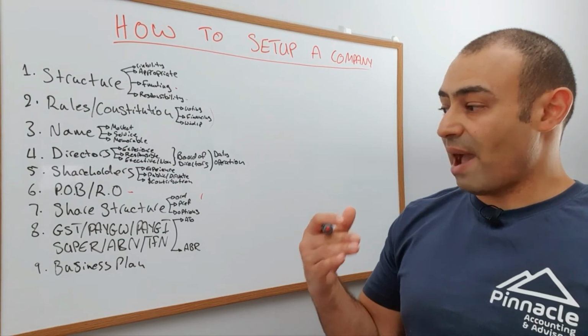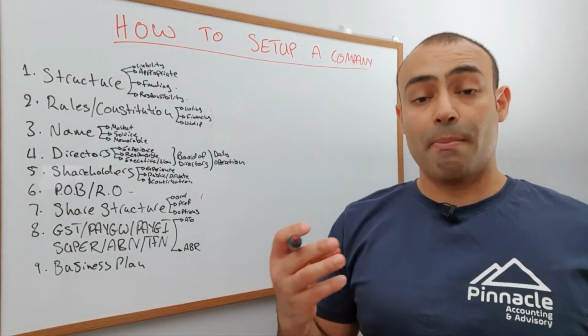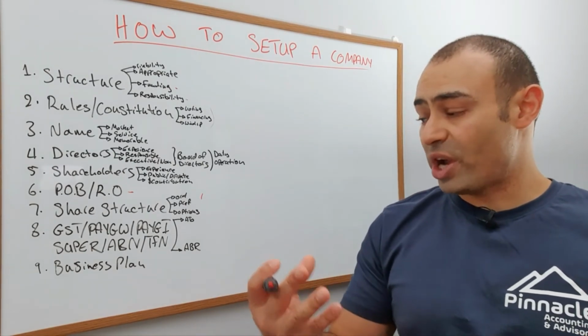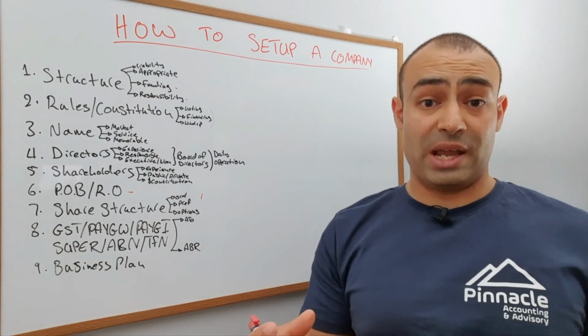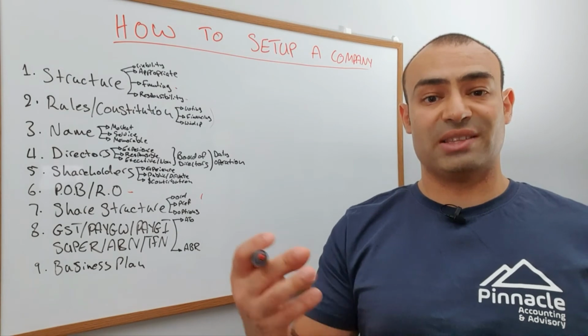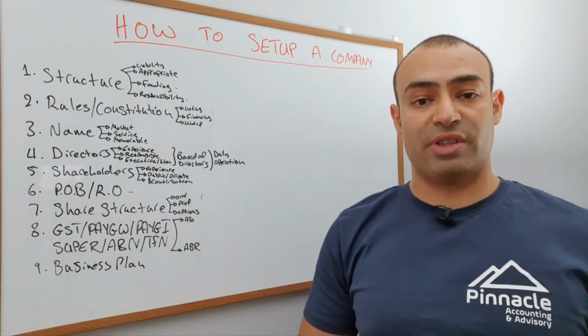The eighth is the various registrations. For example, GST, pay-as-you-go withholding, pay-as-you-go installments, superannuation, registering for an ABN so you can issue tax invoices with GST on them, and finally tax file number so you can complete your tax return at the end of the financial year.